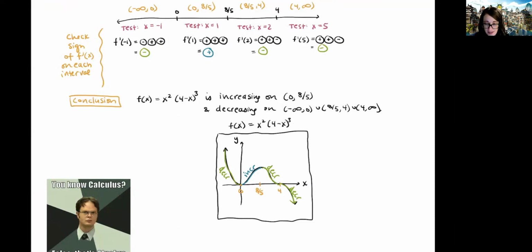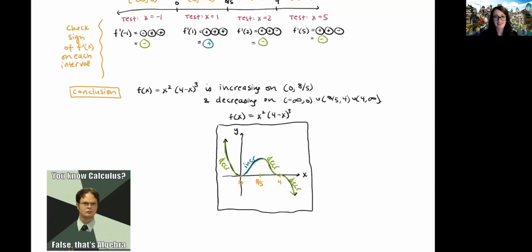This function is so cool, and we just analyzed the heck out of it with the first derivative. There are more things to analyze about a function, as we will continue seeing in this chapter. So tune in. I'm excited to share that with you, and I hope you have a great day.